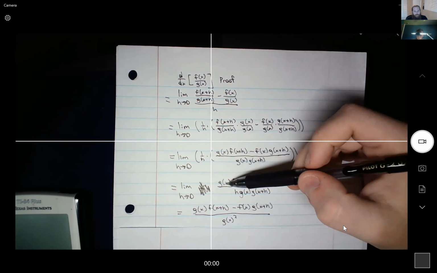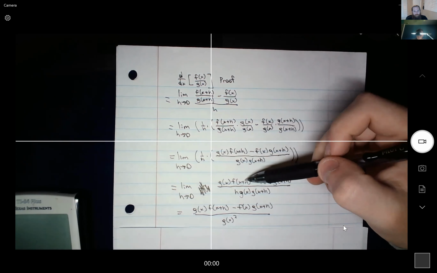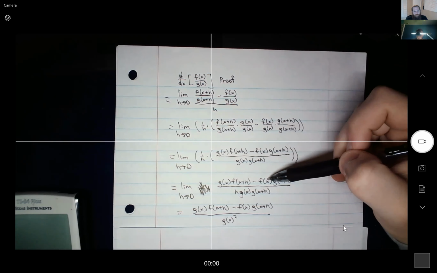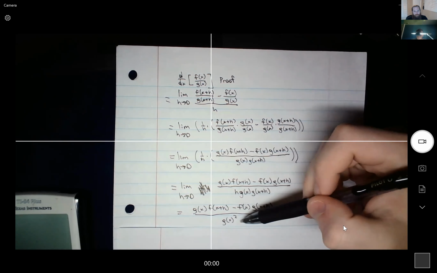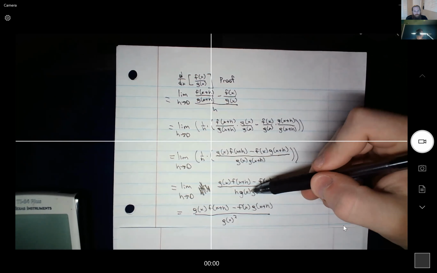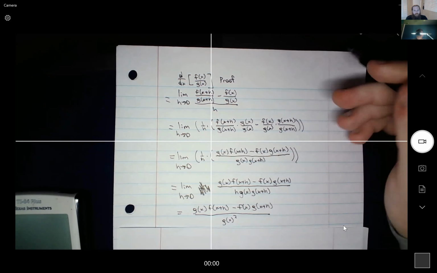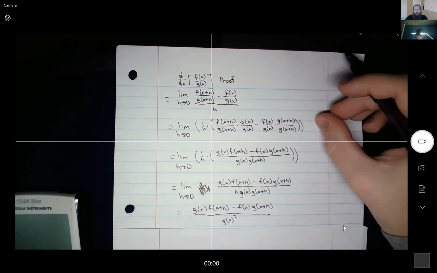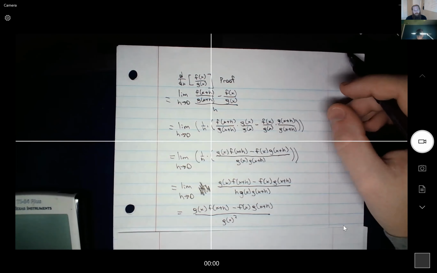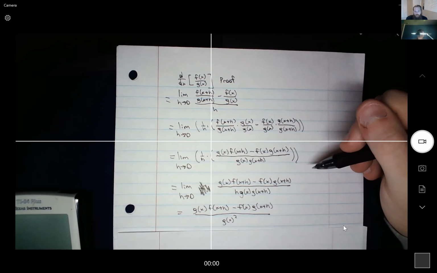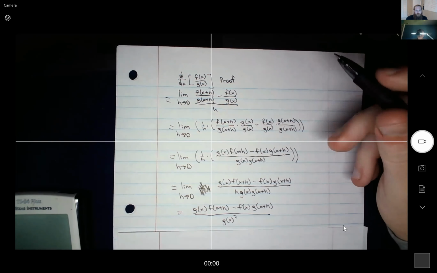So you have low g of x derivative of high minus high f of x derivative of low all over low squared g of x times g of x plus h. This is more or less correct. We would need to be a little bit sneakier in that second to last line. There's going to be a necessary sort of add and subtract trick like we used in the previous one, but we can see all the parts here.